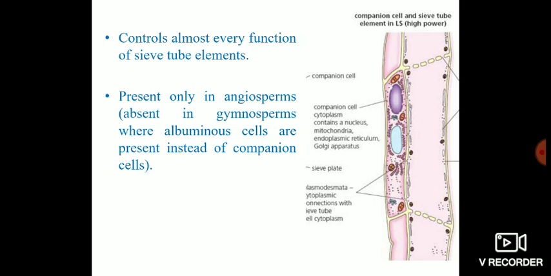And these companion cells control almost every function of sieve tube elements. That means any function that the sieve tube elements perform is actually done with the help of companion cells. If there is no companion cell attached to the sieve tube element, the sieve tube element won't perform its function.